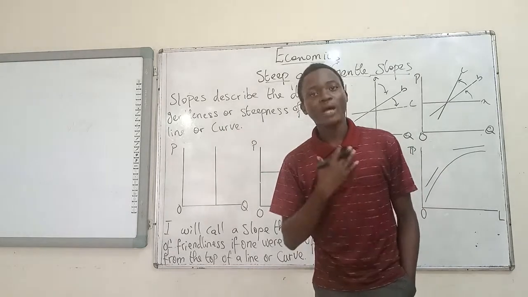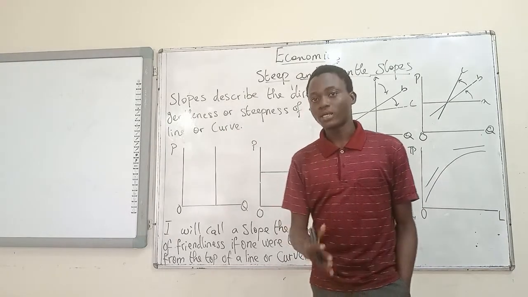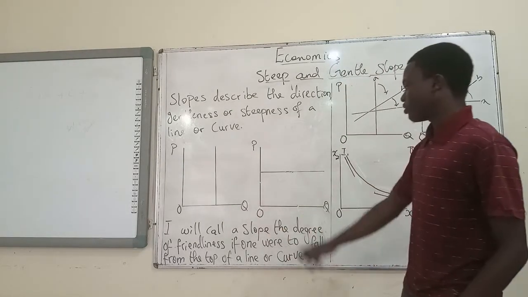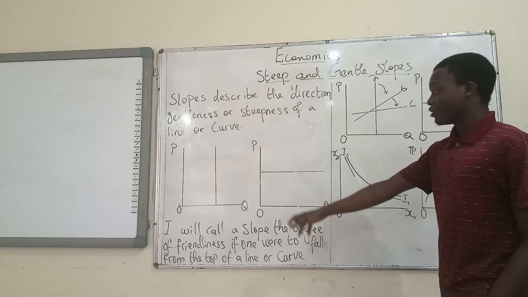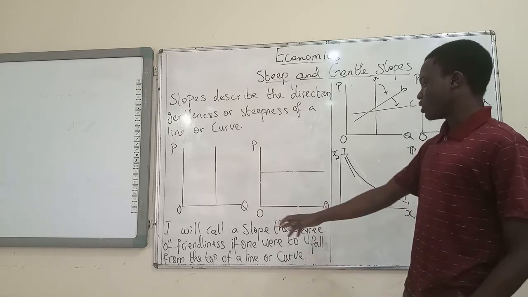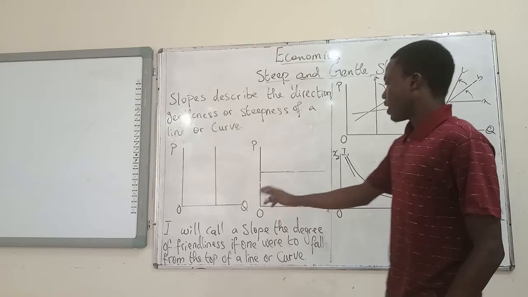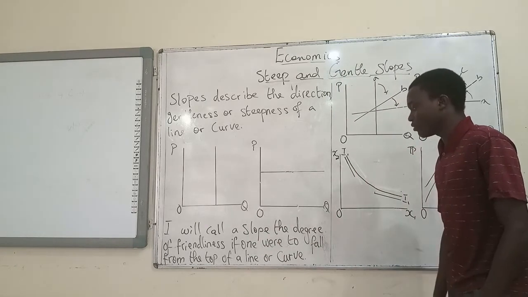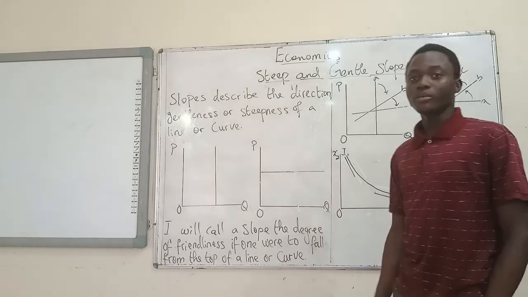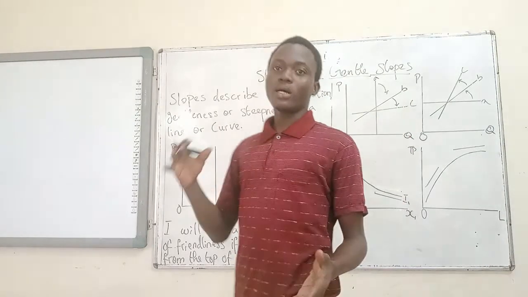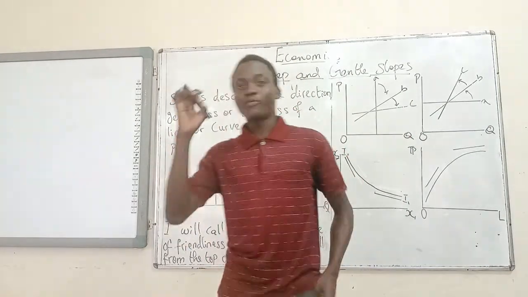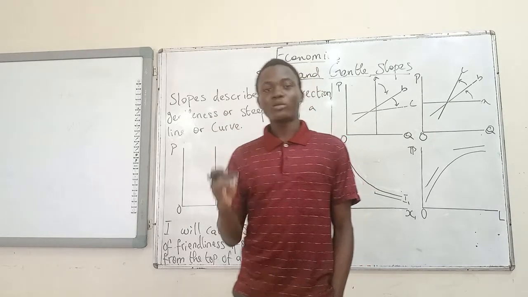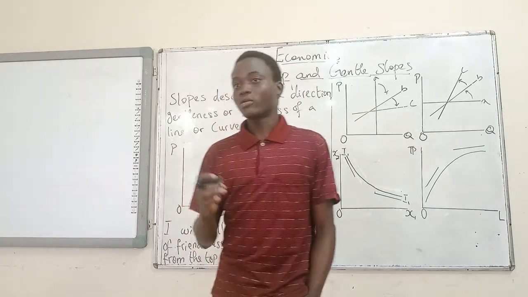Now I will give you my own definition of slopes that will make you understand this in a better way. I will call a slope the degree of friendliness if one were to fall from the top of a line or curve. What do I mean? Consider a height. If you're at the top and something pushes you and you fall, to what extent are you going to get injured?